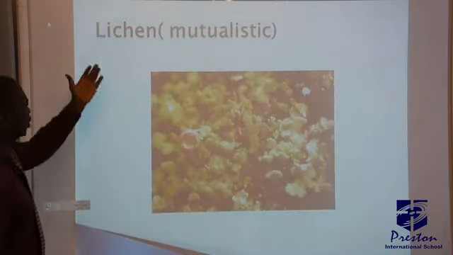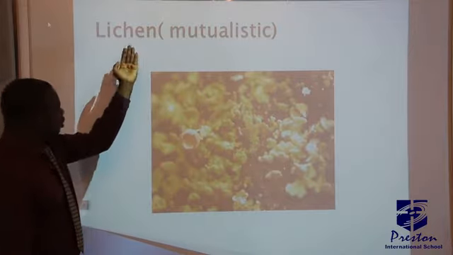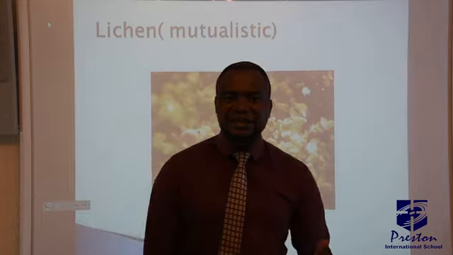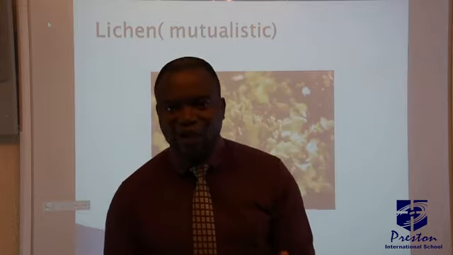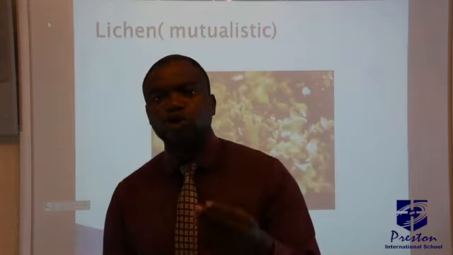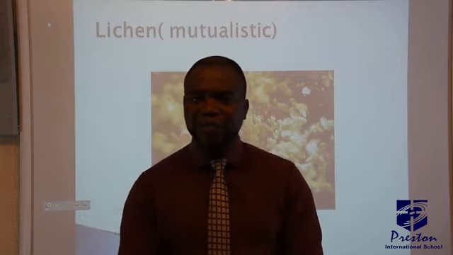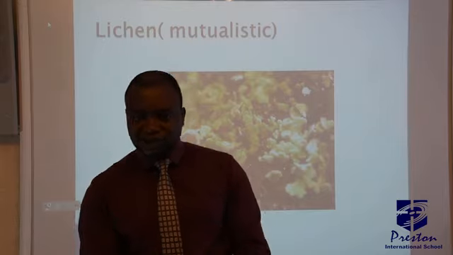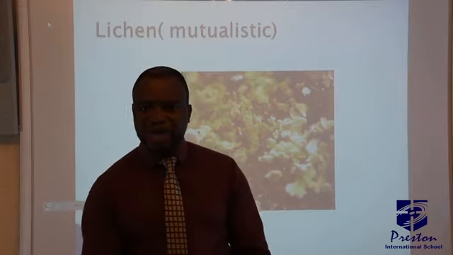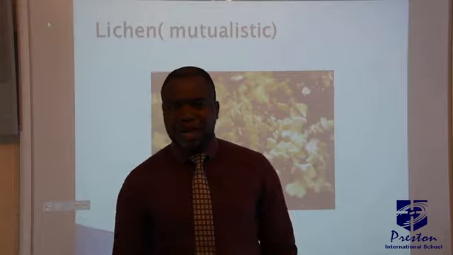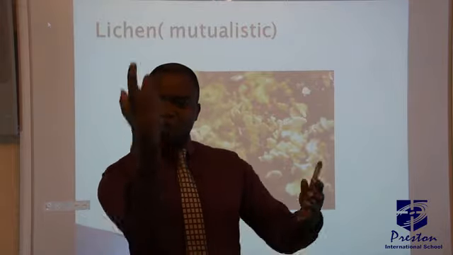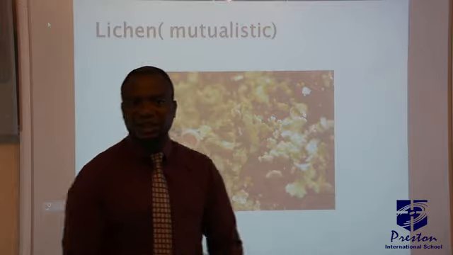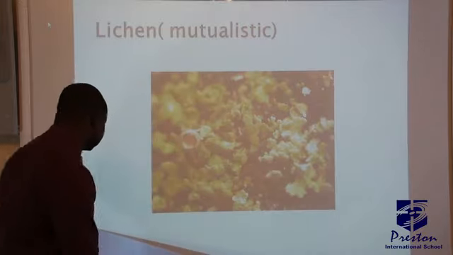Then we have lichen in mutualistic. Lichen is a combination of algae and fungi. You know, algae is a green plant, while fungi are non-green plants. When they live together, one doesn't have root. In algae, no root. In case of fungi, there is root. So the fungi will help to absorb water, whereas algae will now produce the food and share with the fungi. In such, they practice mutual agreement. That is the mutualistic mode of it.